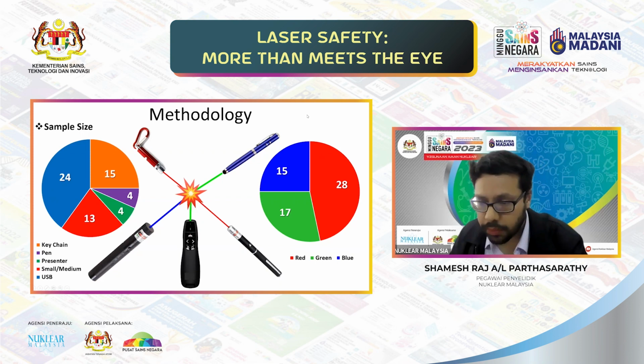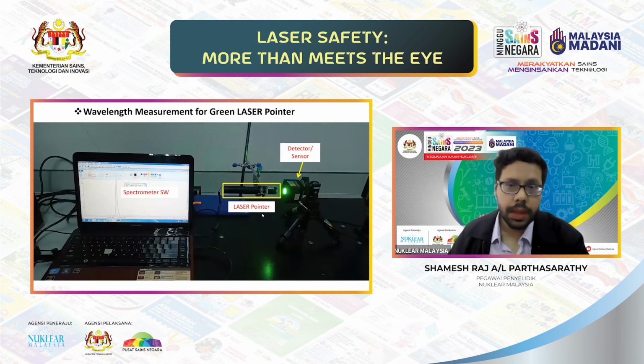Based on the wavelength, we had three main colors or three main wavelengths: red, green, and blue. Almost half of the laser pointers that were purchased were operating at the red wavelength, 17 were operating in the green wavelength, and finally 15 were operating in the blue wavelength region.